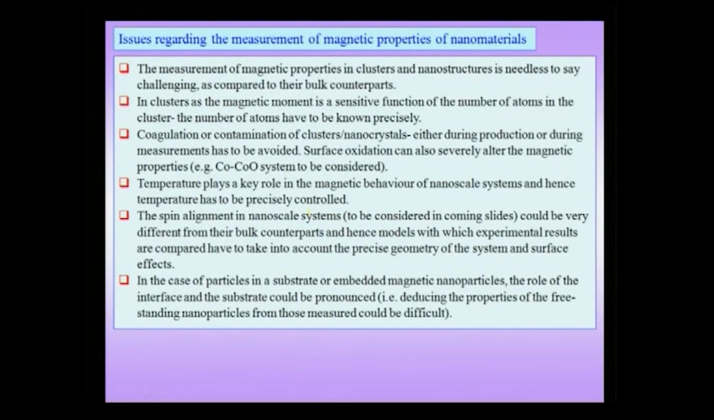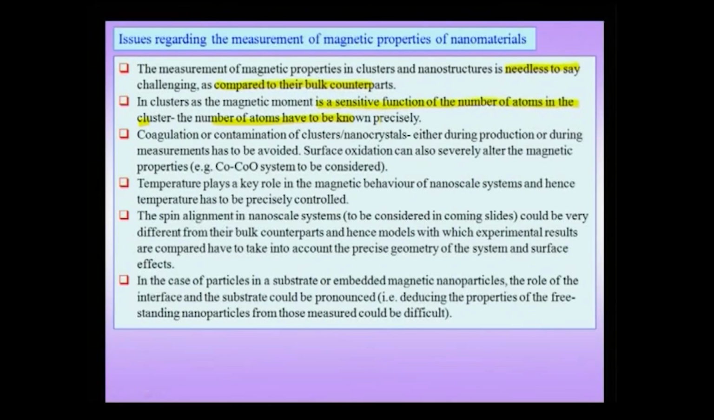Now, obviously, as we can note that there are issues regarding the measurement of magnetic particle properties of nanomaterials, which are quite unique to nanomaterials and they are quite different from their bulk counterparts. So, needless to say that the measurement of magnetic properties of clusters in nanostructures is challenging as compared to their bulk counterparts. In clusters, magnetic moment is a sensitive function of the number of atoms in the cluster. That means, we need to know the number of atoms precisely. In the case of a bulk, it does not matter to us that if the bulk actually is a 1 centimeter bulk or a 1.1 centimeter bulk, but in the case of nanoparticles and nanoclusters, we need to know what are the precise number of atoms in the cluster.